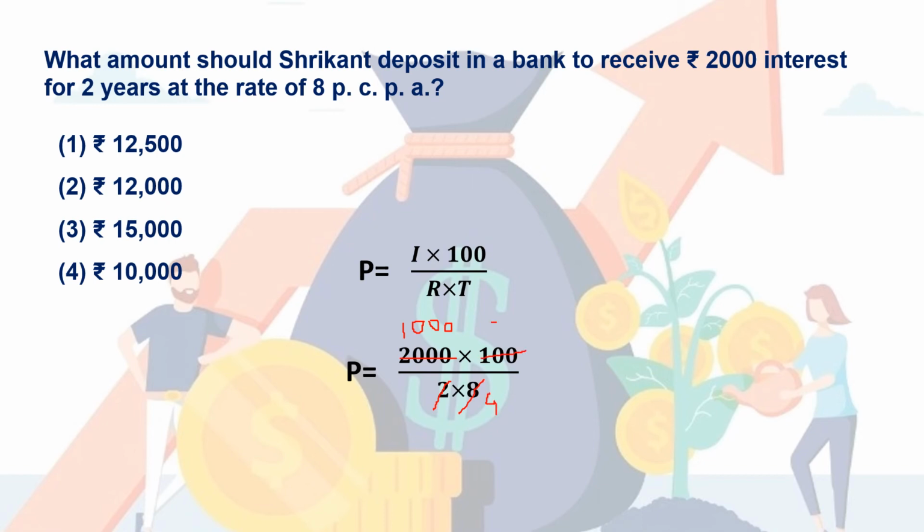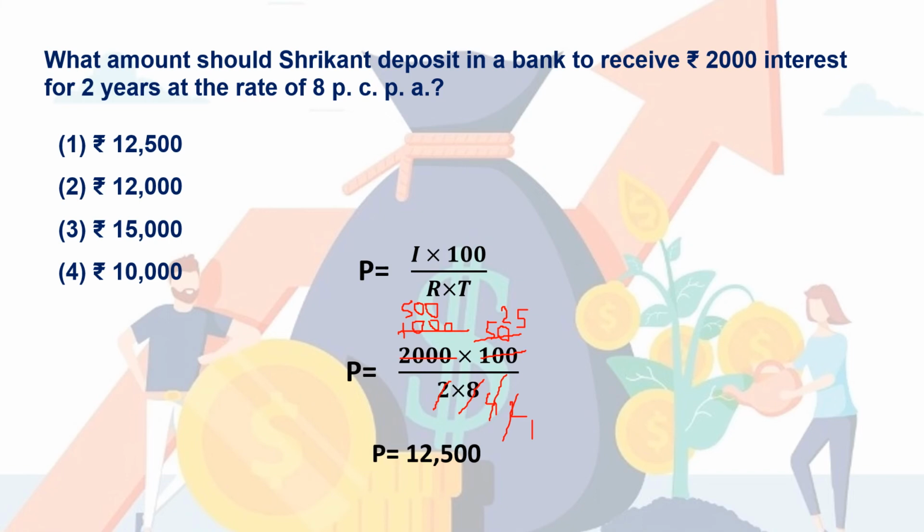2 5s are 10, 0, 2 2s are 4, 2 2s are 4 and 2 5s are 10, 2 1s are 2, 2 5s are 10, 0, 0. Okay, now you're left with 500 into 25. When you multiply it, you will get 12,500 rupees.